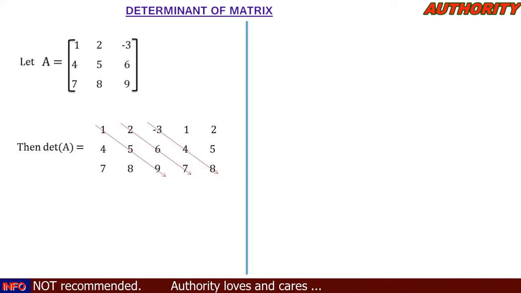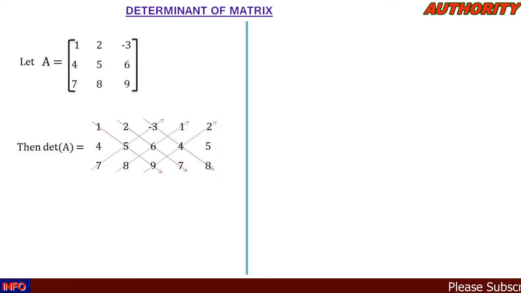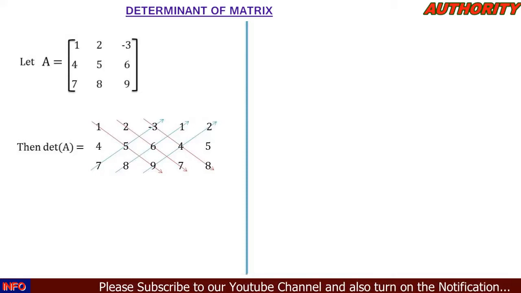We're going to draw the line passing through 2, 6, 7. Also draw it to the next diagonal, we have minus 3, 4, 8. Now let's go to the minor diagonal. We have 7, 5, 3. That is the minor, right? Now extend it to the next. We have 8, 6, 1. We are drawing the line, arrow. Now the next one we have 9, 4, 2. Draw the arrow.